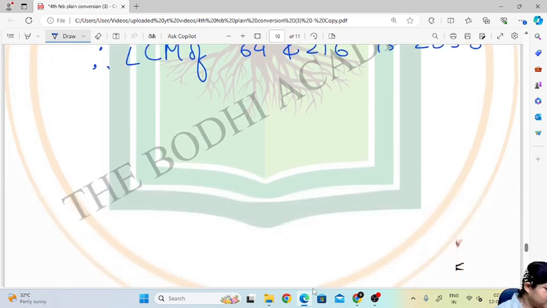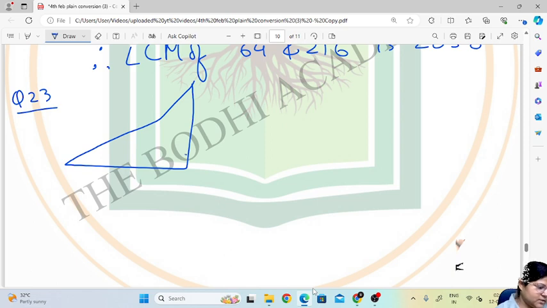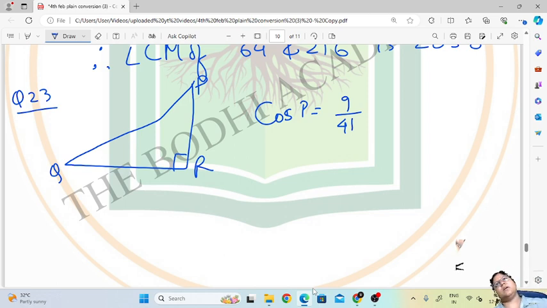Now next question, question number 23. In the triangle given like this, R P Q, cos P is 9 upon 41. Cos is base upon hypotenuse, or we can say adjacent upon hypotenuse, with theta here. So you have to first find out the value of QR, the length of QR.